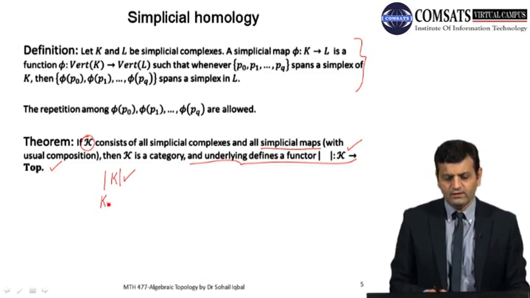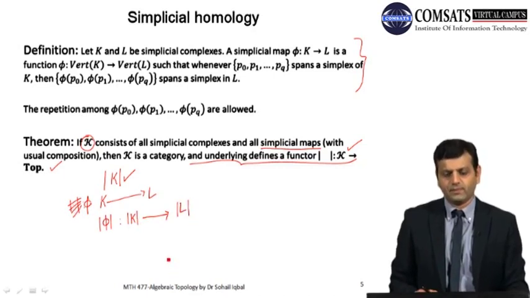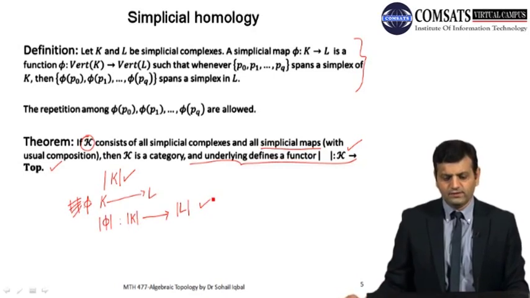And similarly, given any simplicial map between two simplicial complexes, we can define this map. Let's say we have a map phi from the simplicial complex K to the simplicial complex L, then we can define the image of this map under this functor, and it's a map between the underlying space of K and the underlying space of L. Okay, so that's how this functor is defined.